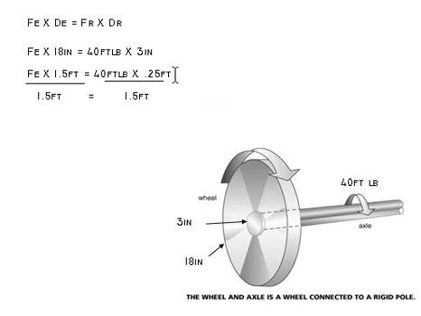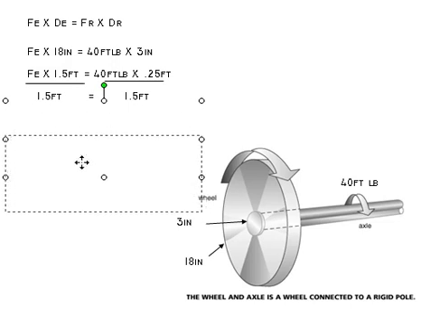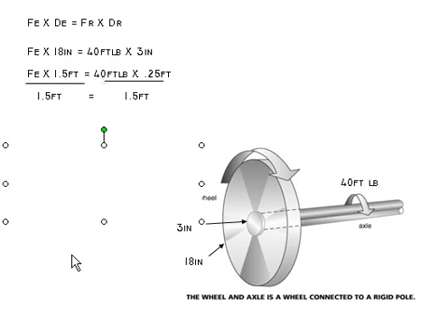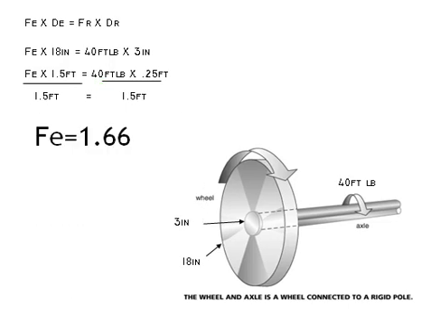Now that I've done that, I can divide both sides of the equation by 1.5. And when I plug in the numbers in the calculator, I get F of E in this case is 1.66, and that should be foot-pounds. Because I factor out feet from both sides of the equation, I should be ending up with foot-pounds. So I need to type that in. And that's the answer to our equation.